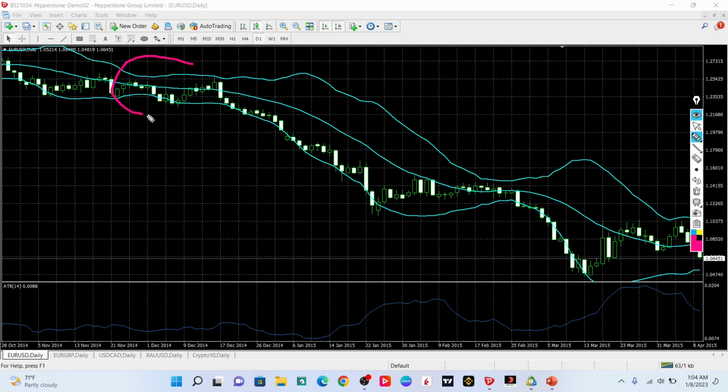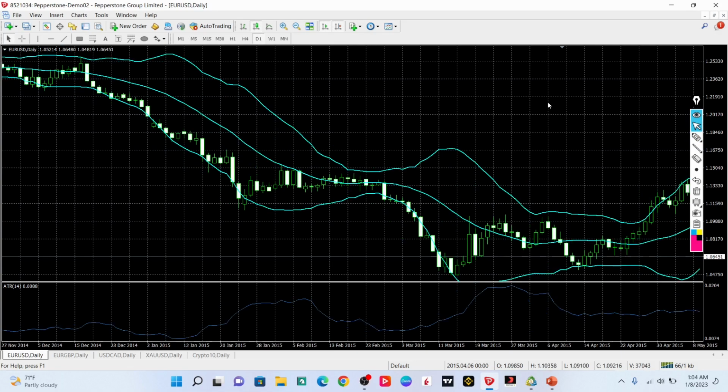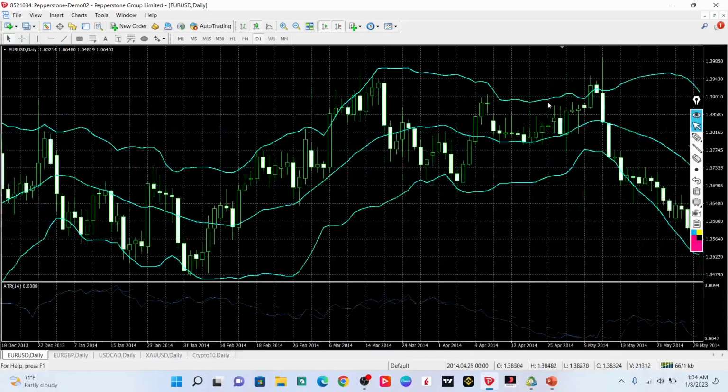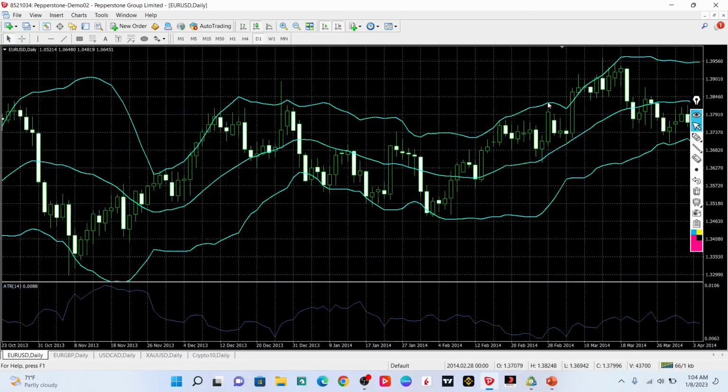So even here, there was a squeeze. You can see very clearly. And then after that, this candle broke out of the squeeze, and then we created a downtrend. So that is how basically we trade with a Bollinger Band. You can see that the Bollinger Band normally works best in a consolidation market.